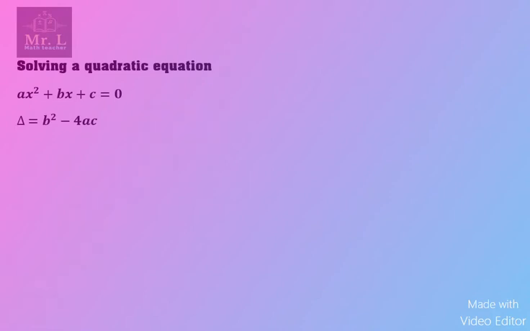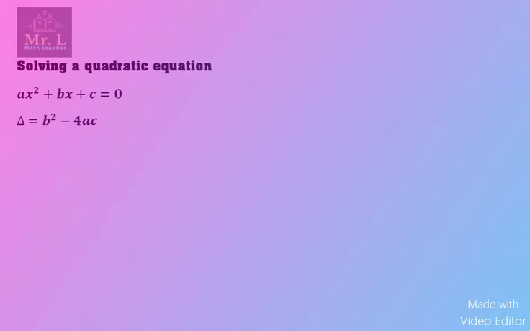Hi everyone. During this lecture, I'm going to explain how we solve a quadratic equation using the discriminant delta. First of all, I'll start by reminding you of the standard form of a quadratic equation, which is ax squared plus bx plus c equal to 0.